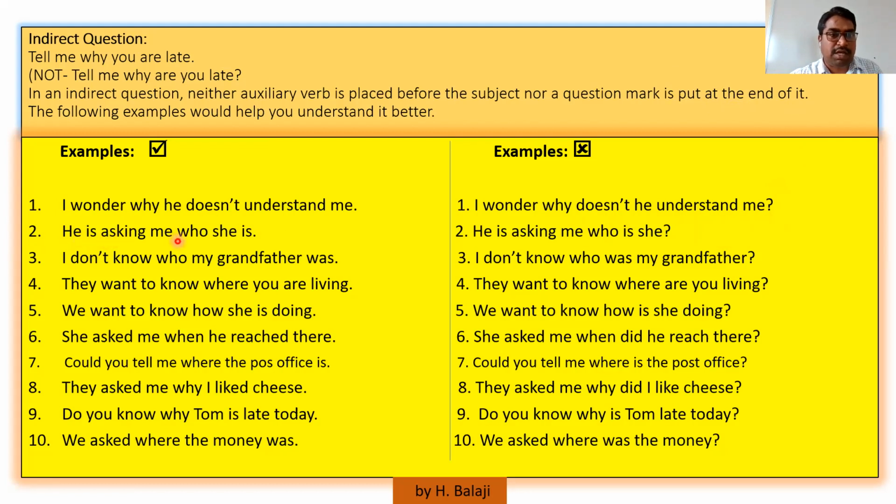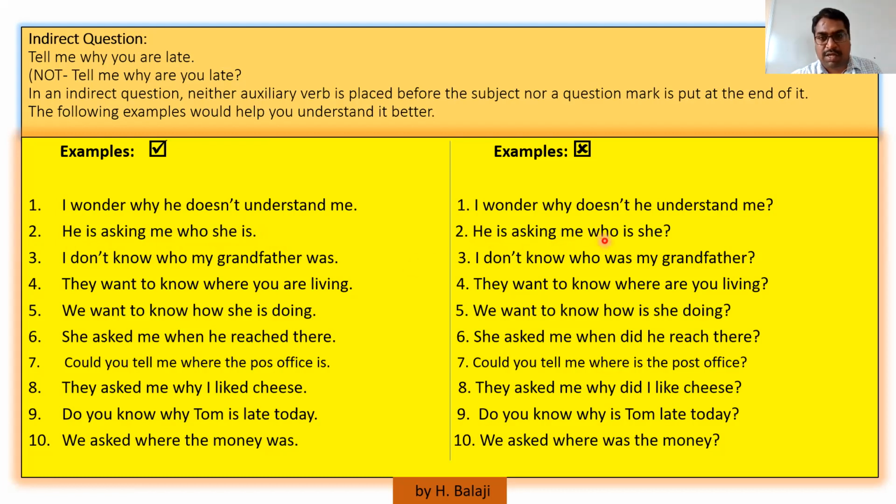Look at this next example, the second example. He is asking me who she is. This is a correct example and a correct question. He is asking me who she is, not who is she, right? Who she is, because the helping verb is after the subject, not before the subject.